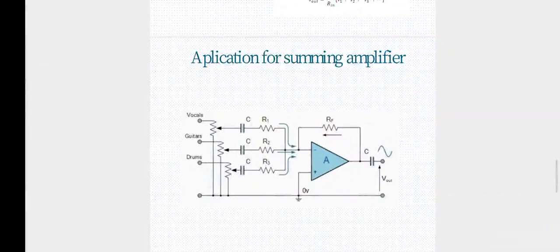So this is one application of a summing amplifier. We can give a vocal, we can give a guitar, we can give a drum. Each has a different input. The output is a combination of all of them. So we can combine all of these and get the output.